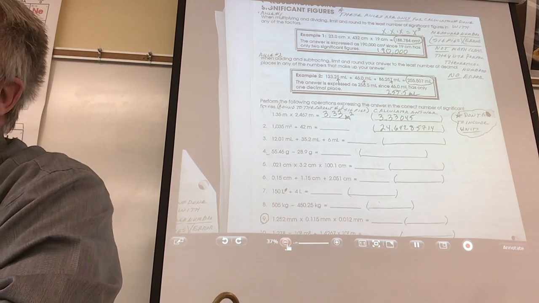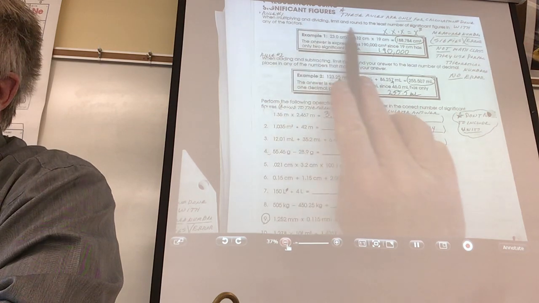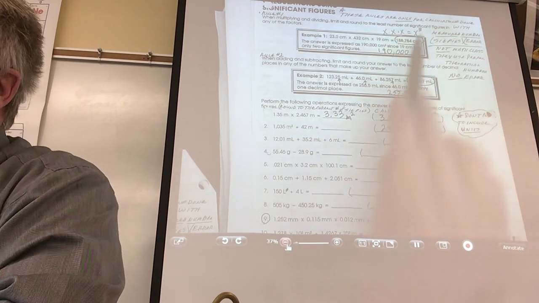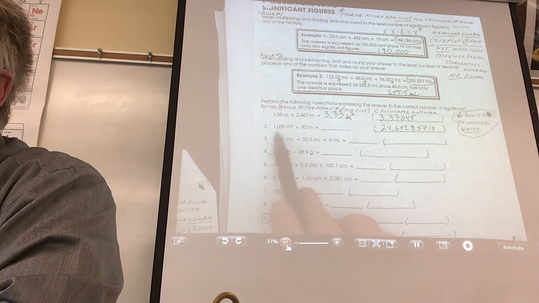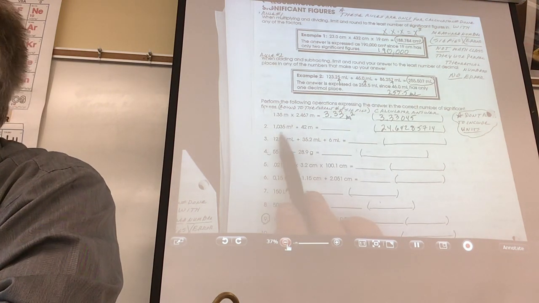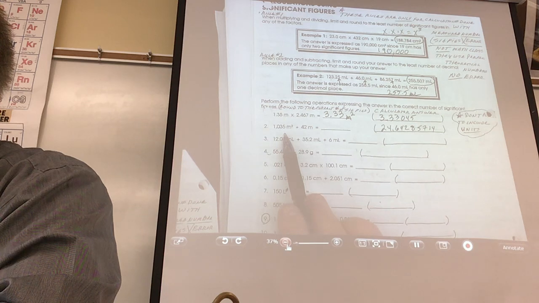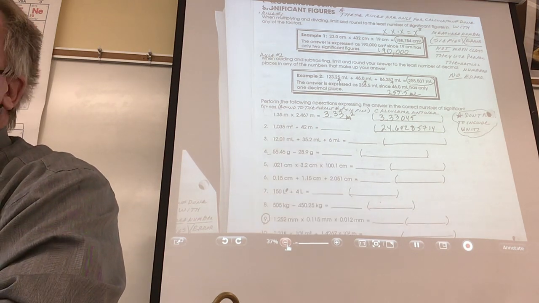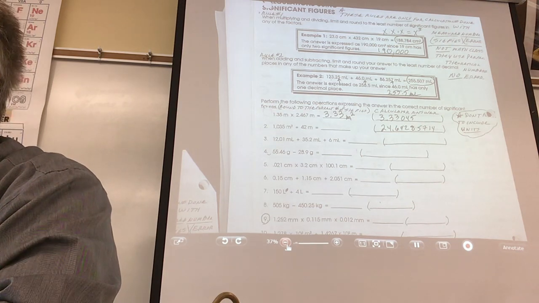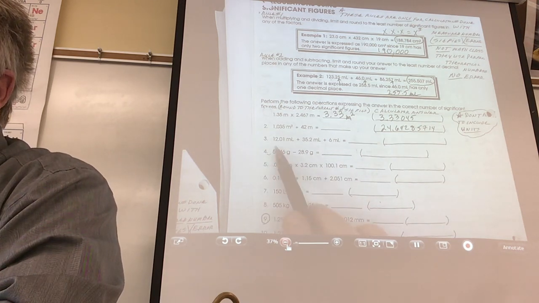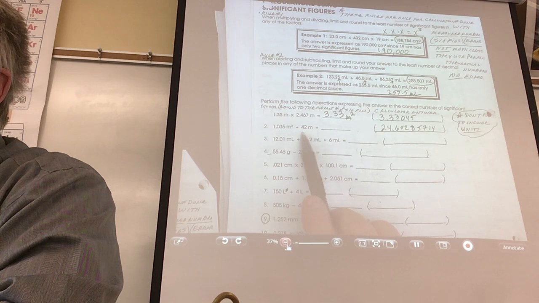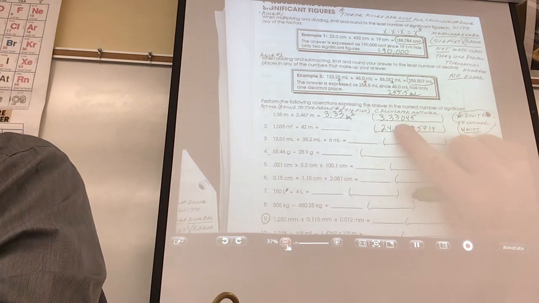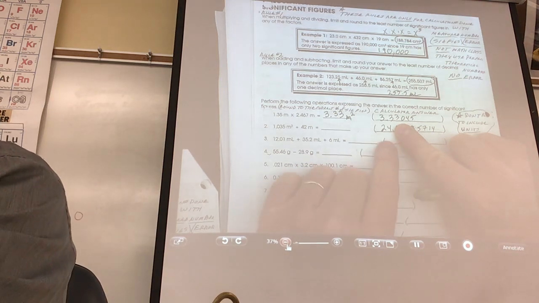So what's it say? Round to the least number. How many sig figs are in this one? 4. Okay, no, wait. If you can't tell me how many sig figs, we're going to have trouble. 4. All right, how many here? 2. What's the least number? 2. That's how I knew that it was the second number that was going to be rounded.